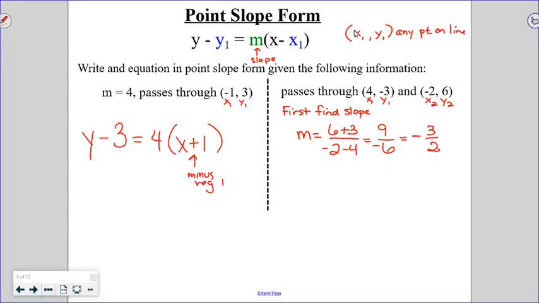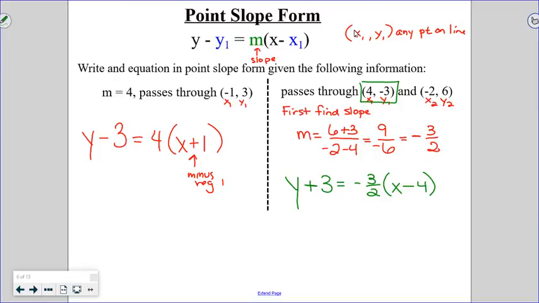Now, I can use either of my points, so both of these equations would be correct. If I were to use this point right here, it would look like y minus our y value, y minus negative 3 equals our slope times x minus our x value of 4.